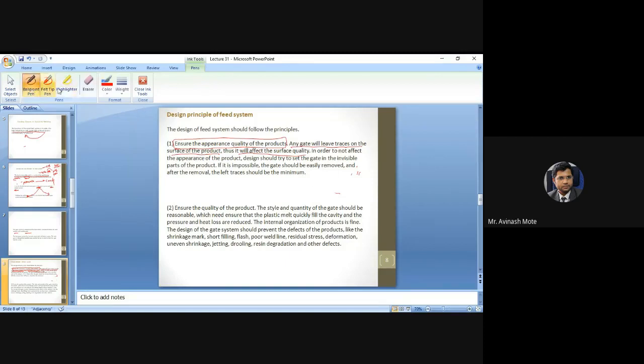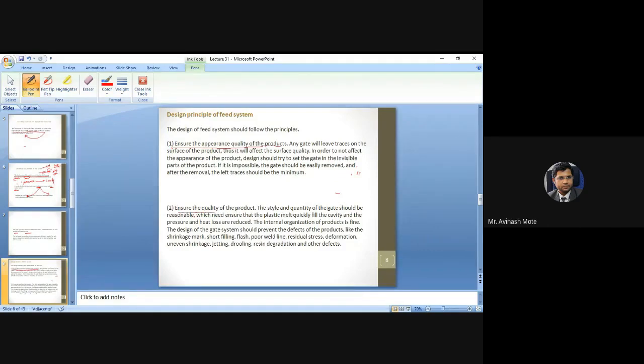That's what is explained here. In order to not affect the appearance of the product, the design should try to set the gate in the invisible part of the product. Maybe the back side, the back face of the product, which is not visible. And if it is possible, the gate should be easily removed. Ultimately, traces should not be there on the surface of that particular product. So the first important issue is to ensure the appearance quality of the product.